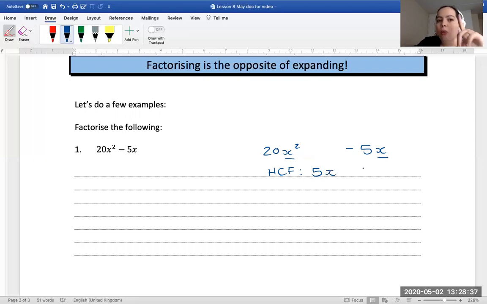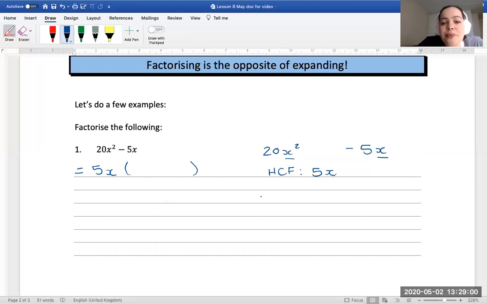Now we ask ourselves, what is the lowest power of that variable? Well, here's a 2 and here's a 1. So the lowest power is a 1. So technically, my highest common factor there is 5x. So I'm going to write 5x and then I'm going to pop down some brackets, okay? So now we immediately have a product because it's 5x times whatever's in those brackets.